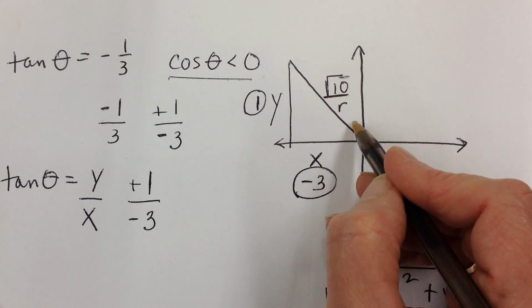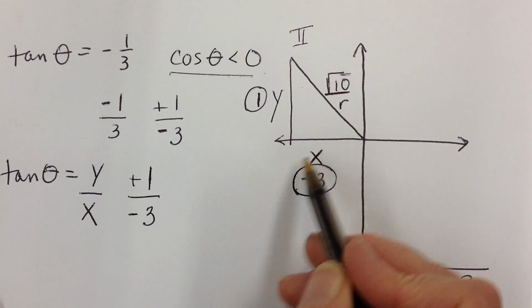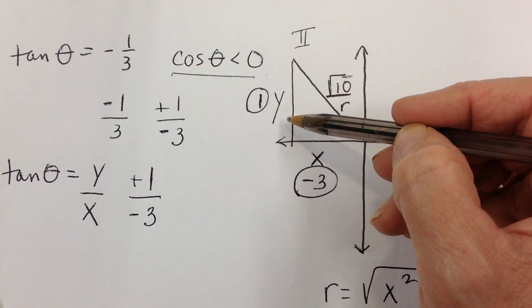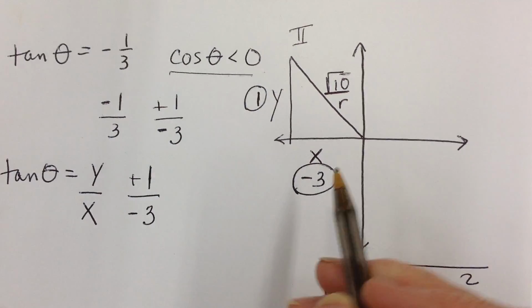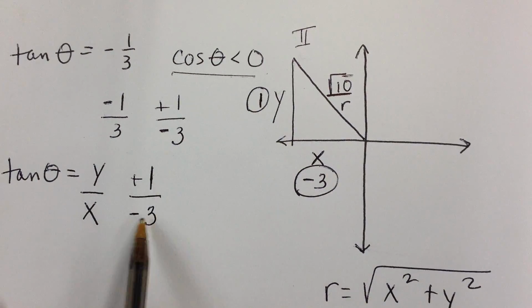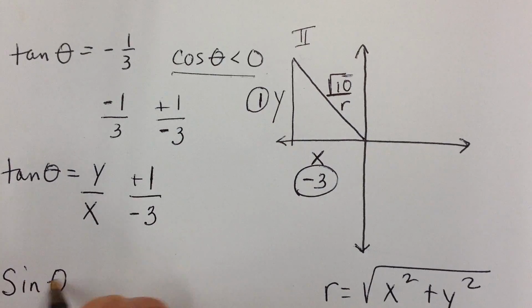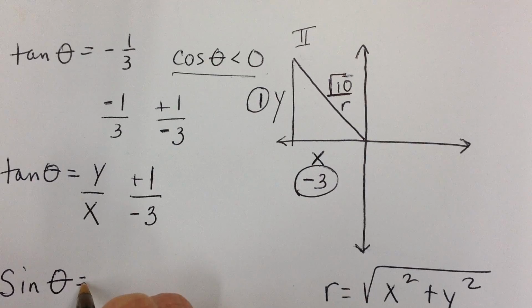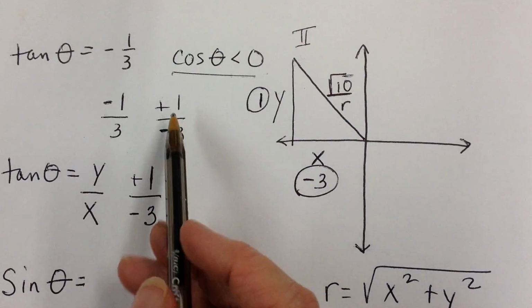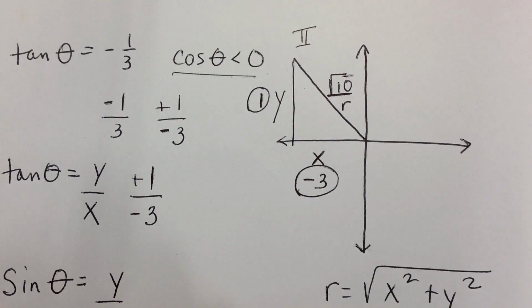Over in the second quadrant, x is negative, y is positive. Think back to your sign chart that we just talked about earlier. So tangent is y over x. We got 1 over negative 3. Now, we're supposed to find sine of theta. Sine of theta is y over r. So your y is 1, over your r, which is the square root of 10.